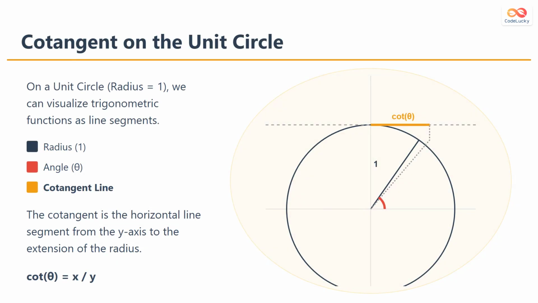On the unit circle, we can visualize these functions geometrically. If we draw an angle theta, the cotangent can be represented as a specific line segment. It corresponds to the horizontal distance from the y-axis to the point where the extended radius intersects the horizontal line y equals 1. This geometric view helps in understanding its behavior.